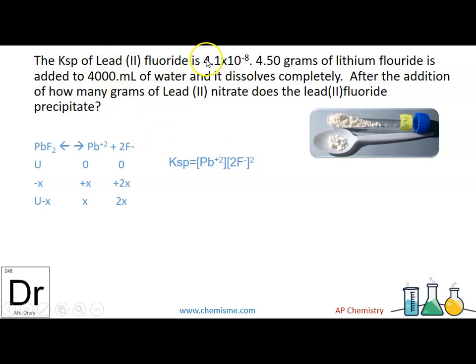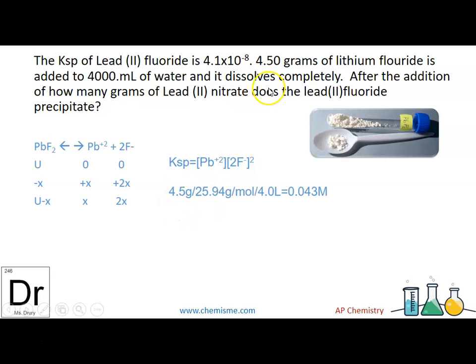What we're going to do is plug our Ksp in as 4.1 times 10 to the minus 8th on the left. But what they're saying is they already have some lithium fluoride in the solution. So they already have fluoride in the solution. They already have 4.5 grams in every 4,000 milliliters. So what I'm going to do is change that to a molarity instead of grams per milliliter, and plug that in for the amount of fluoride I already have, to figure out how much lead I need. That's what they're asking. How much lead do I need?